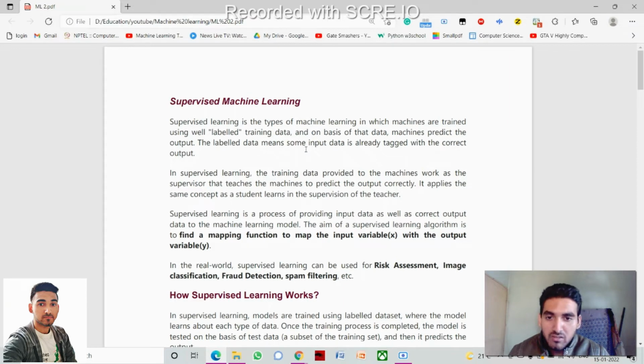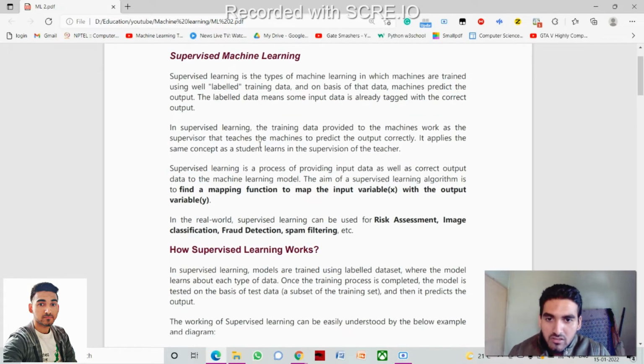Labeled data means some input data is already tagged with the correct output. In the definition, we can also say that supervised machine learning works when the data is provided in the case where the answer is known, and it's denoted as (x, y), where x is my data or my questions, and y is the labels, the answers.